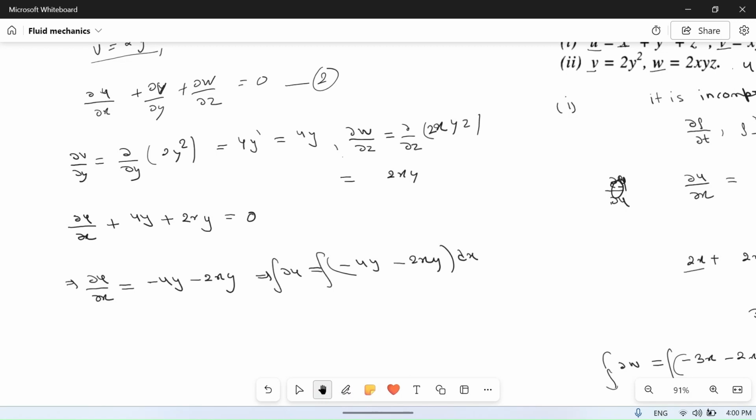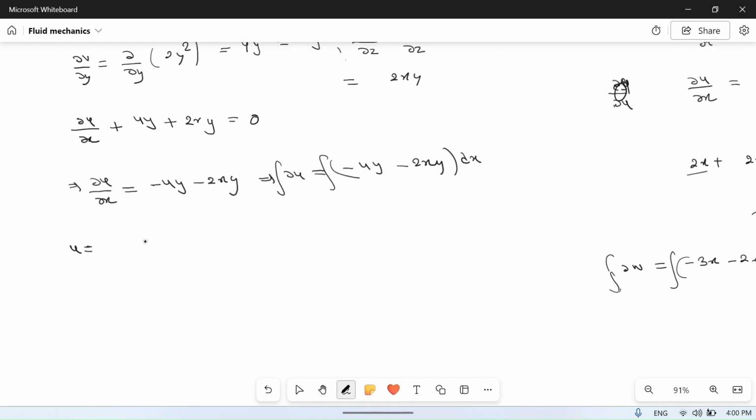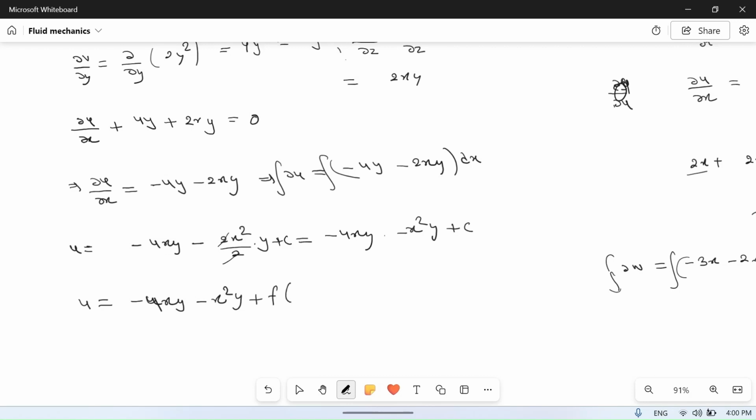If we integrate both sides, then we will get u is equal to minus 4xy minus 2x² divided by 2 into y. So it will become minus 4xy minus x²y plus c, the constant of integration. Okay, so similarly, as we have seen in the previous case, c can be a function of, we have integrated with respect to what? dx, so it can be a function of y and z. So we can write u is equal to minus 4xy minus x²y plus f(y, z). So I hope you understood this problem.